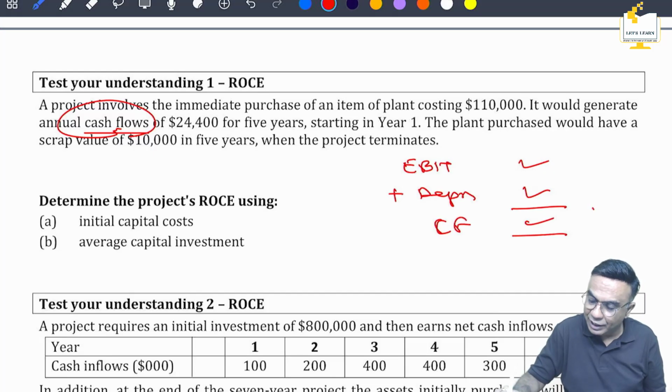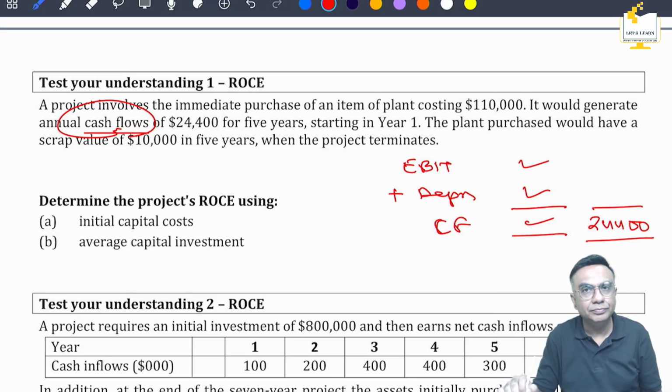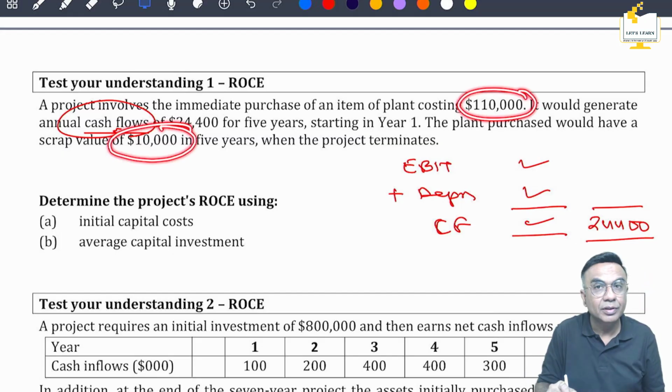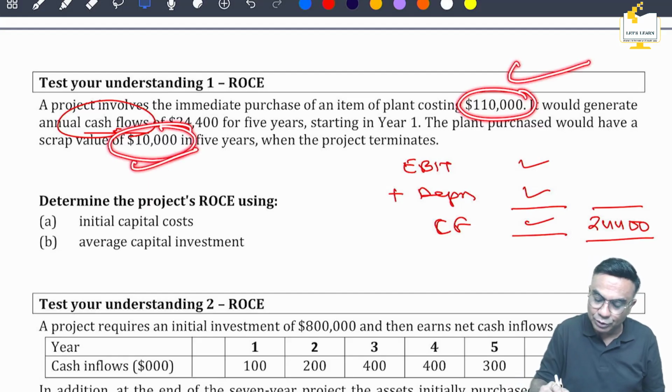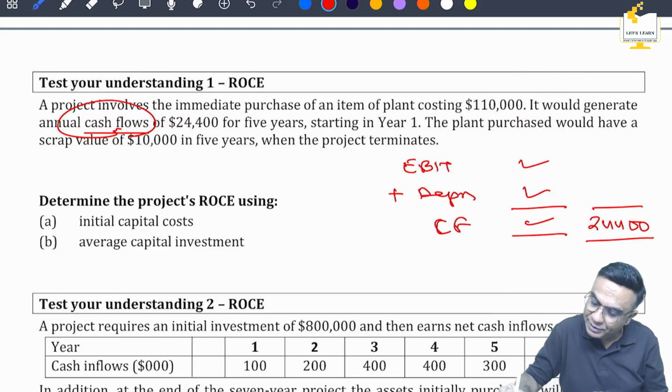Okay, so what is the cash flow over here? Your cash flow is 24,400, right? 24,400. And what is the depreciation figure? 1,10,000, and the scrap is 10,000. So 1,10,000 minus 10,000, that is 1 lakh, divide by 5. So 20,000. So 20,000 must be depreciation.